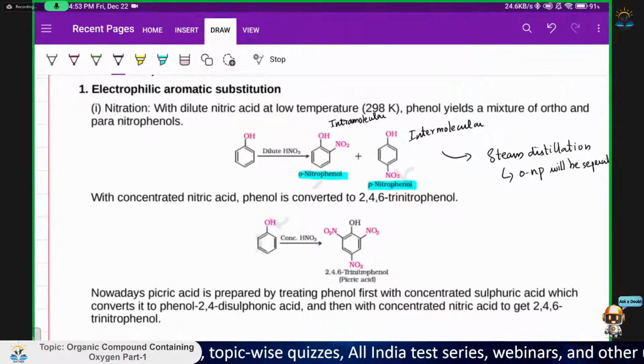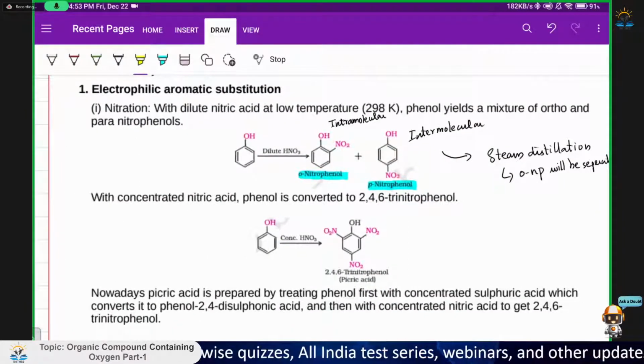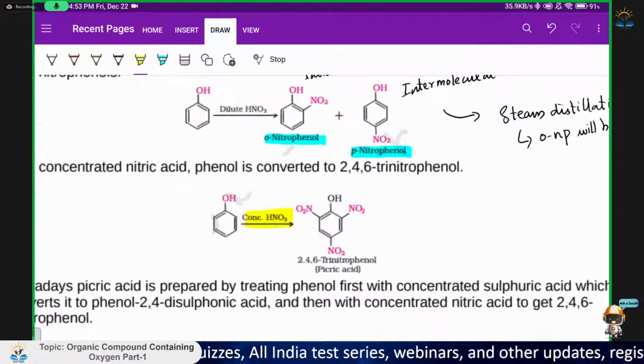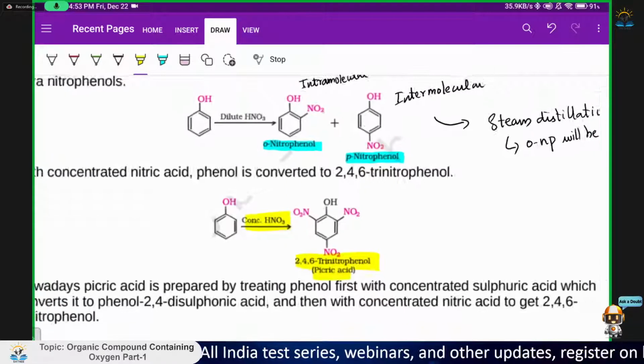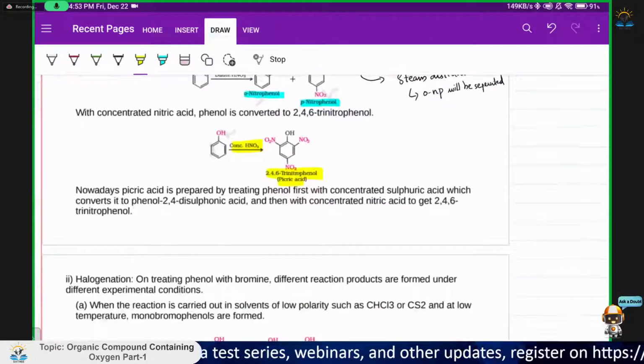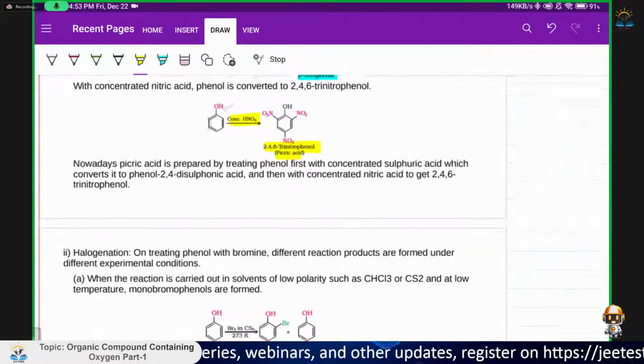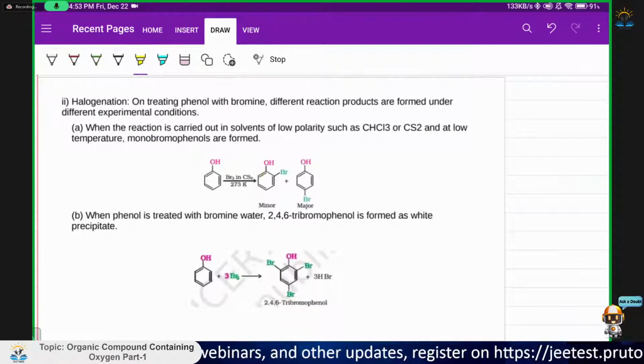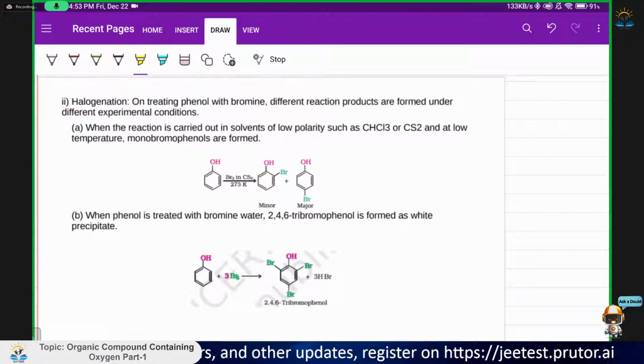When we use concentrated HNO3 instead of dilute HNO3, we get what? We get picric acid, or 2,4,6-trinitrophenol. Now halogenation. On reacting phenol with bromine, we get different reaction products.